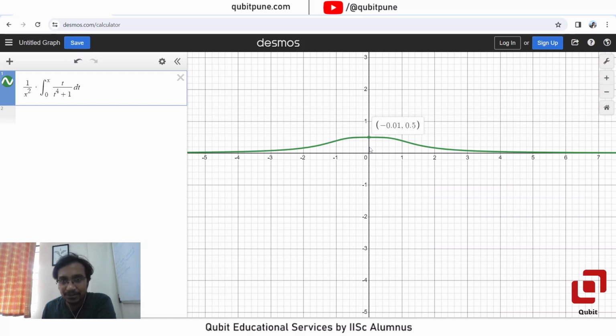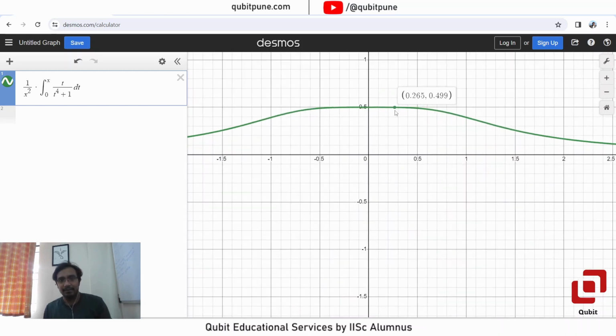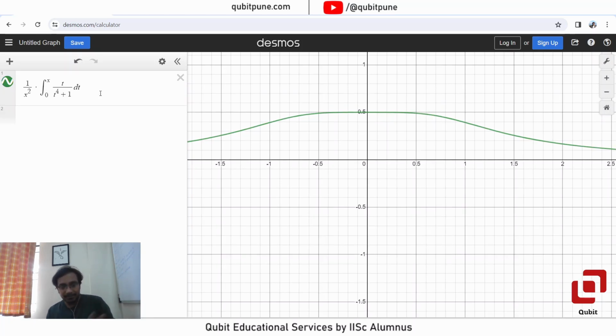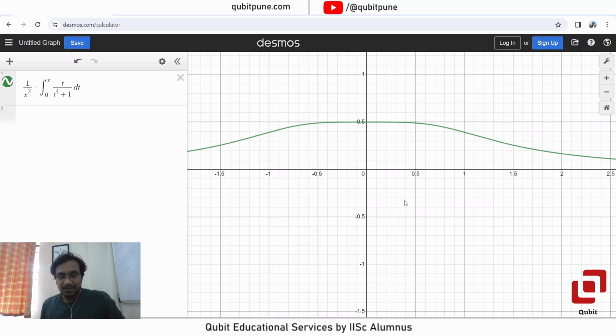But at 0 we should get it undefined. Yeah, see, look. At 0 we got undefined, but near that, everywhere it is 0.5. See, at point 2 it's not 0.5. This calculator is rounding it off to 0.5. So you can also use Desmos to evaluate integrals. It's a good tool to have.